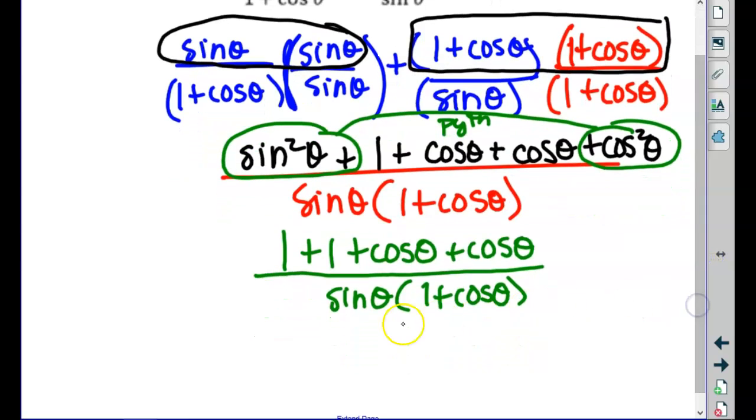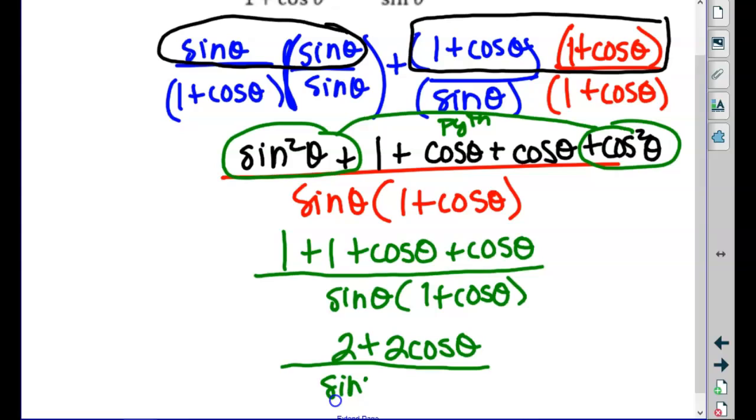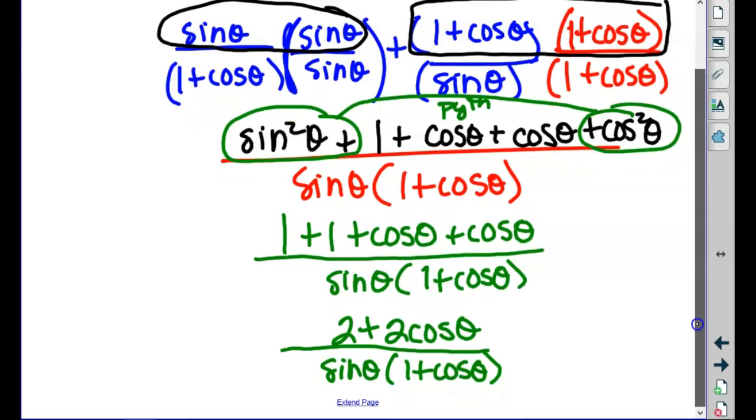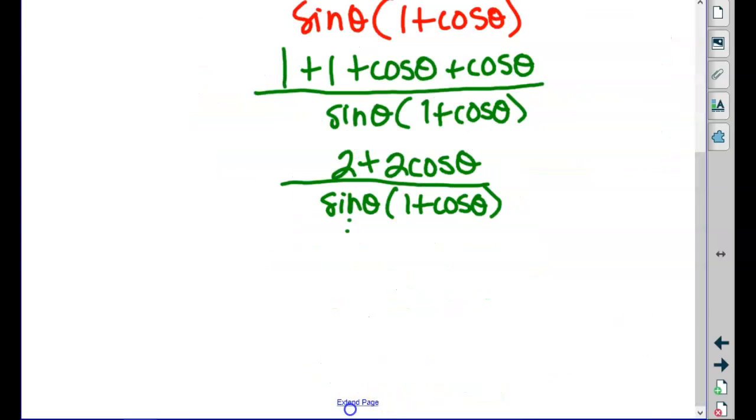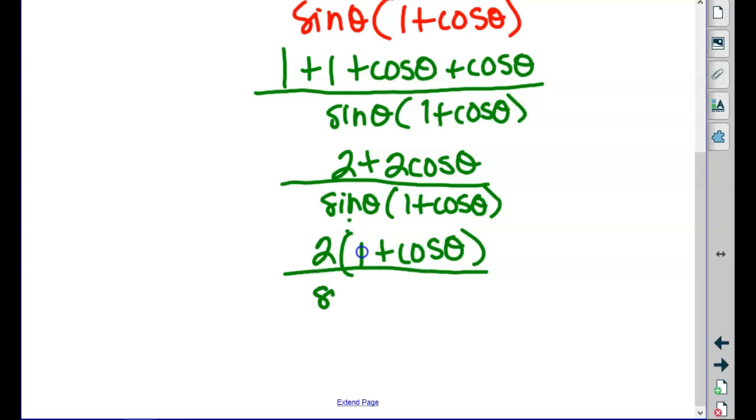What does the top simplify to? 2 plus 2 cosine. Those cancel out. Kind of, but I think we need to do something to make that clear first. What could we do to the top? Take out a 2, then it will say 1 plus cosine. I would never FOIL the denominator or multiply the denominator together unless something was going to cancel. I would just leave it factored.